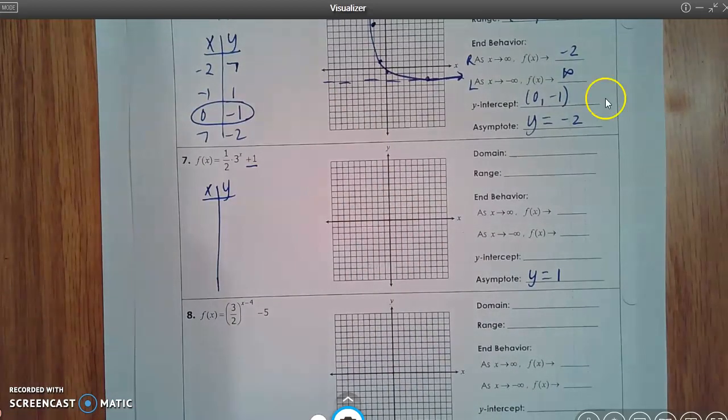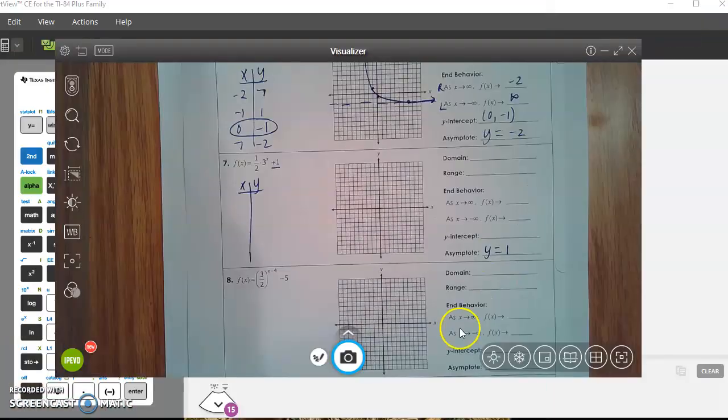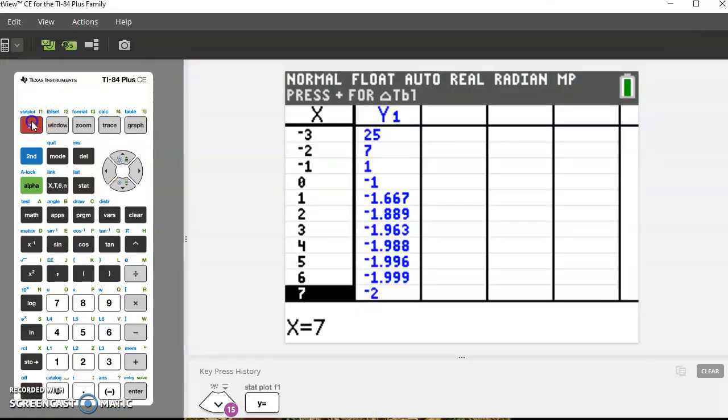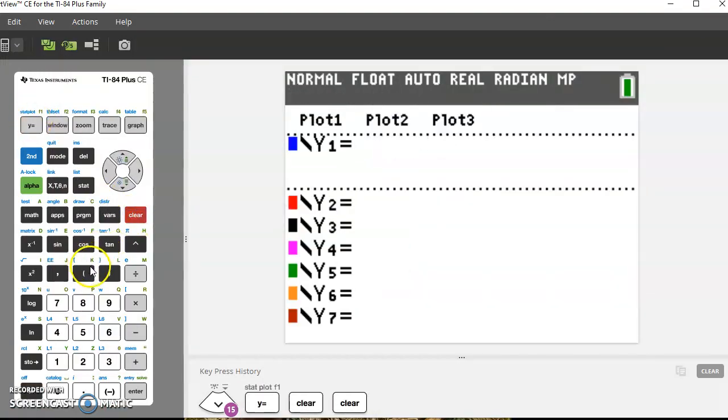And then I just want to make sure we can get this one plugged in properly. So let's go back to our calculator. Go to equals, clear out anything that's in there. I'm going to do my 1/2 in parentheses.